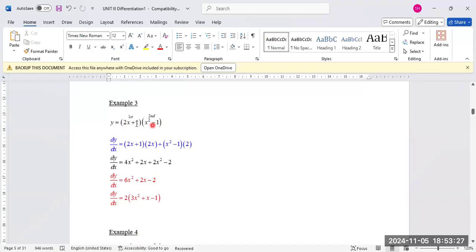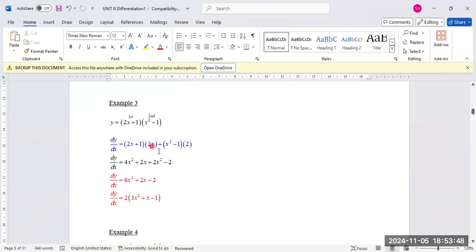The first, second, product rule. I have 2 sets of parentheses. This is multiplied by this. dy by dx is going to be equal to the first, write it back, times the differentiation of the second. When I differentiate a constant, -1, I get 0. When I differentiate x squared, I'm going to get 2x. See the 2x here.